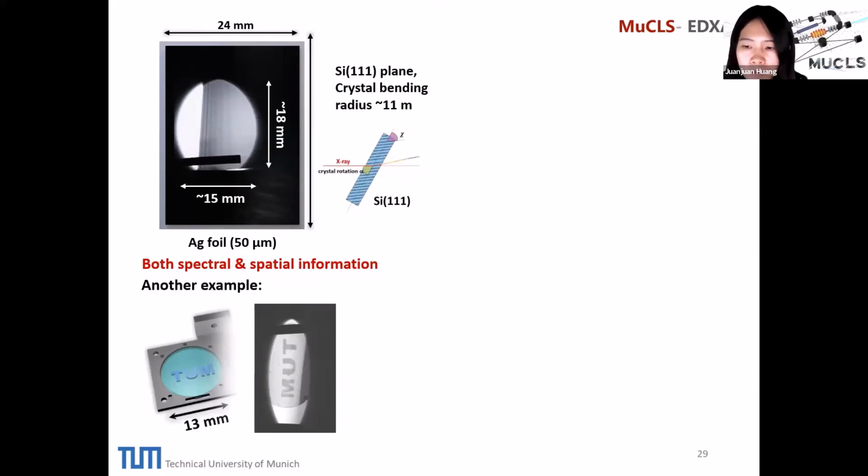Here, I give you a better example of a 13 millimeter pellet where I put some additional logo made of silver chemicals on it. And this is the image under this Laue diffracted beam. And this is again the K-edge of the silver element. Apart from that, the spatial information of the sample has been well preserved. For example, you see this logo very clearly.